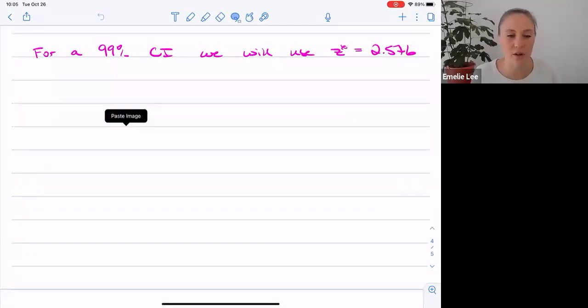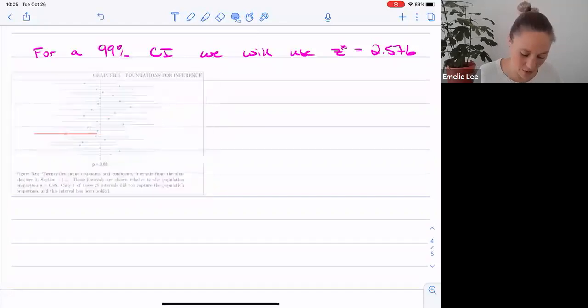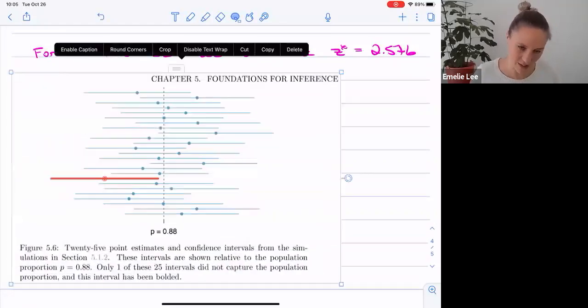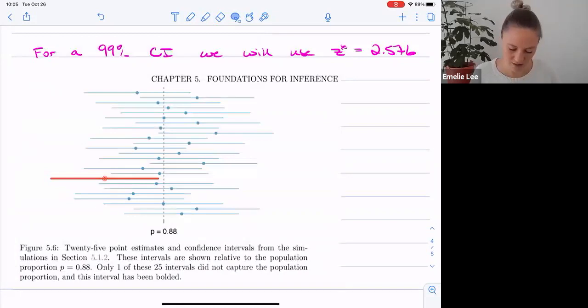I'll always give you the confidence level, but I won't give you the critical value, if that's what you mean. I tend to use ones that are in the table. So I'll always give you the confidence level. I'll say things like make a 99% confidence interval for the population proportion, and then you'll know what to do.